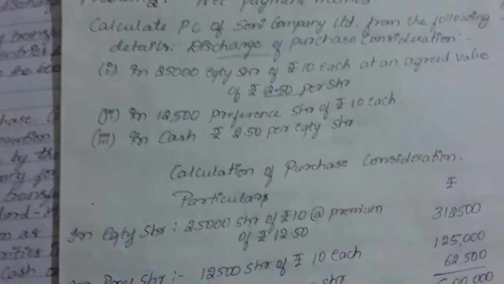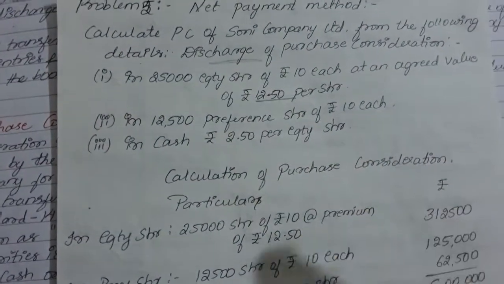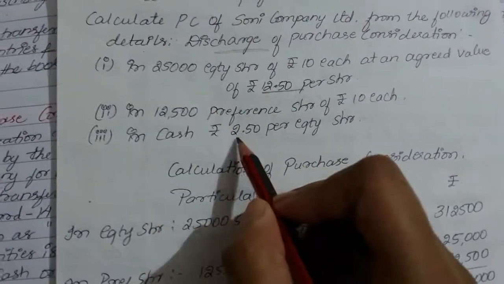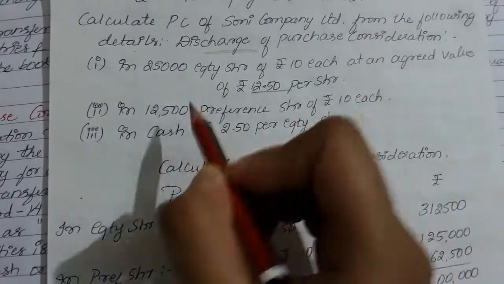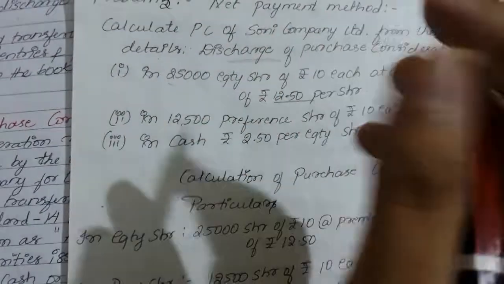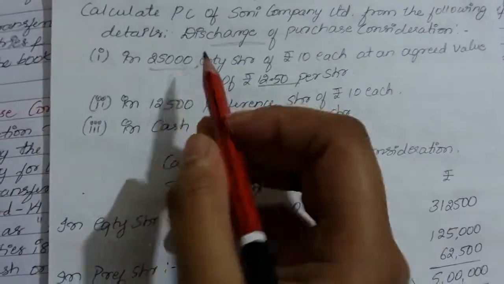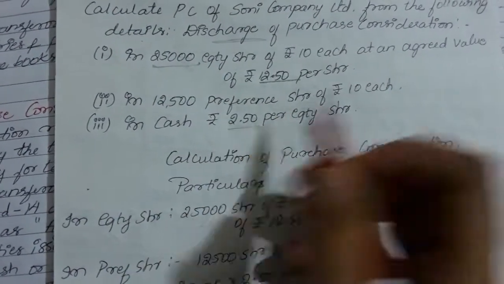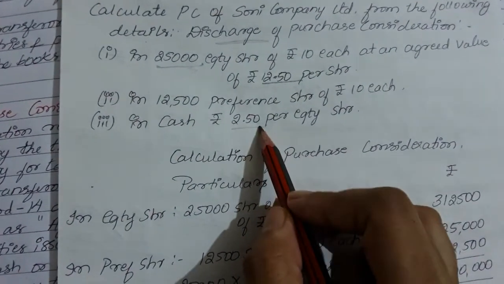So they are giving in the first in the equity share form, second in the form of preference share, and third in the form of cash, rupees 2.50 per equity share. So what is the value of equity? That is the number of equity shares, 25,000. So 25,000 equity shares, one share is 2.50. They are giving it in the form of cash.